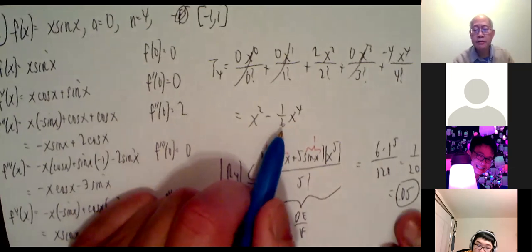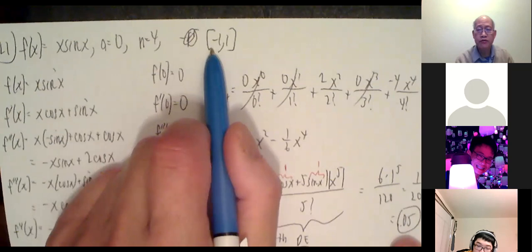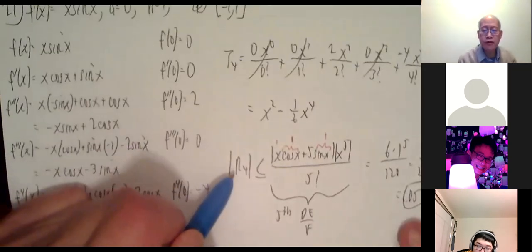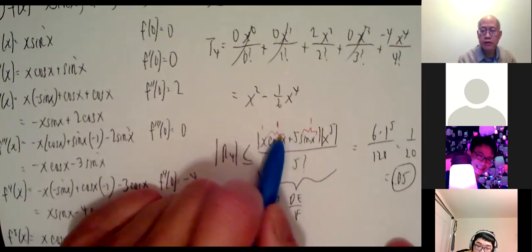That's not fair, you're right. But I can get an estimate of the error if I have something between -1 and 1. So here we go. Absolute value of R4, what's the error? It's no more than the fifth derivative, exponent, factorial.